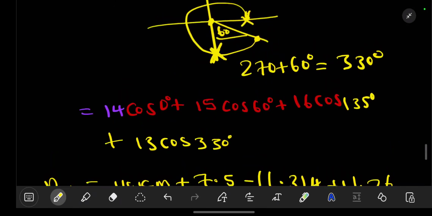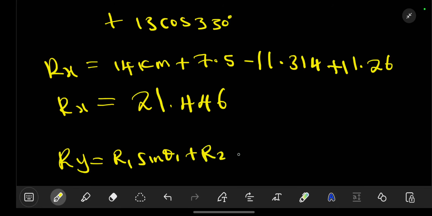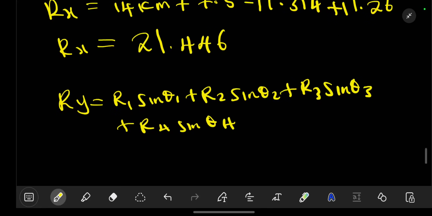So same approach, you are going to find your Ry. Ry should be equal to, you are going to use exactly the same, which is your R1 sine of theta 1 plus our R2 sine of theta 2, where the only thing that is changing is the angle, plus our R3 sine of theta 3 plus our R4 sine of theta 4, like that.